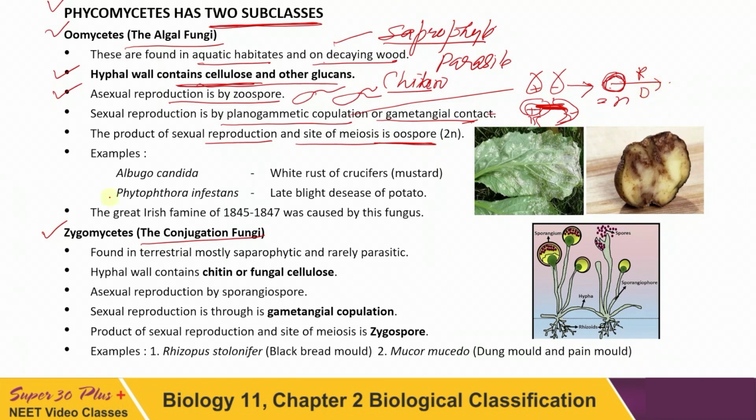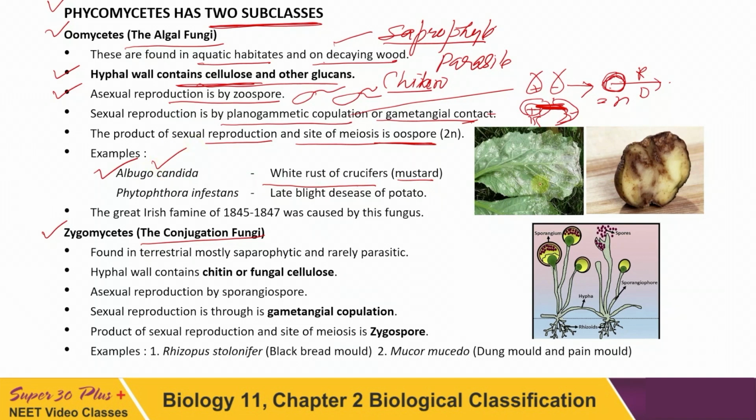You see Albugo candida, white rust of crucifers, mustard, a well-known disease of crucifers. You can see that this is the leaf of the mustard plant. You are seeing that white patches are there, just like rusting on iron. Those are brown in color, but here on the leaf the white patches are there, known as white rust of crucifers by the Oomycetes fungus Albugo.